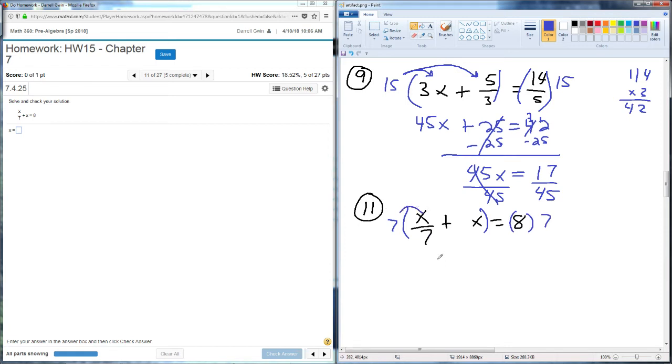7 times x plus 7 is just x, because 7 cancels out. 7x and 56. I think I did this one in class. 8x equals 56. Divided by 8, divided by 8. Yeah, we did this one in class. 7.